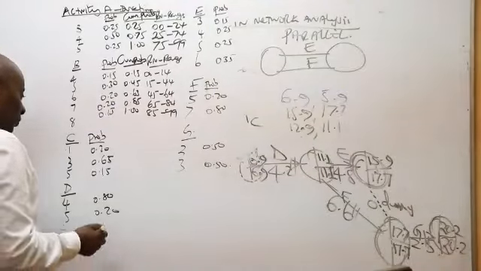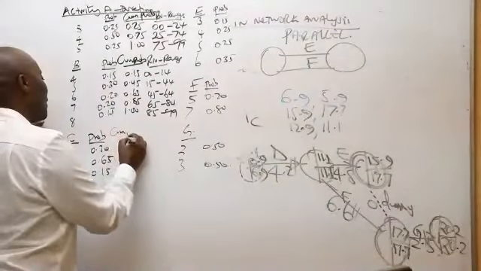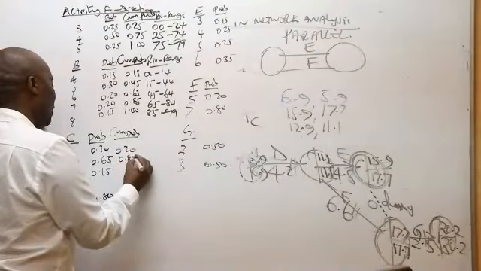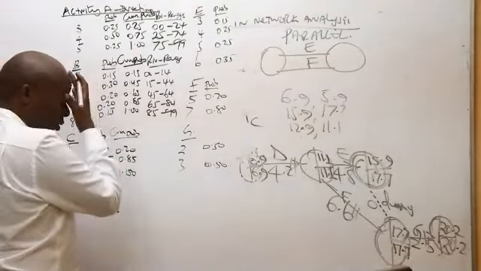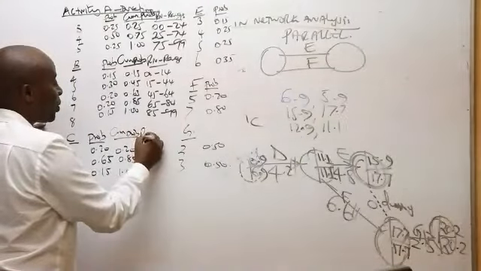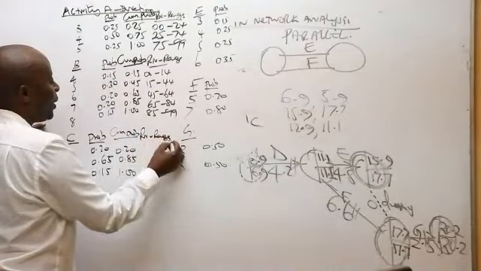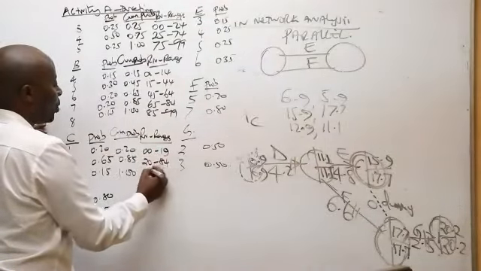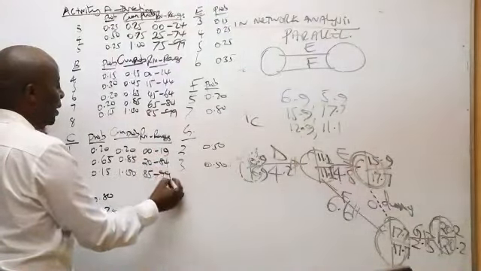So come here very fast and do the same. Give us the cumulative probability 0.20, 0.85, 1.00. So random number ranges: we have 00 to 19, 20 to 84. Then we have 85 to 99.